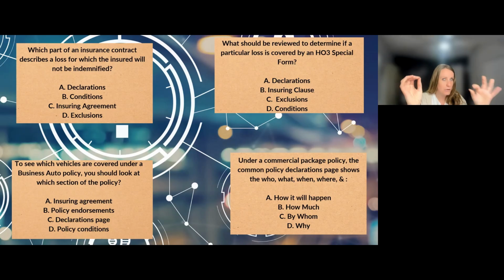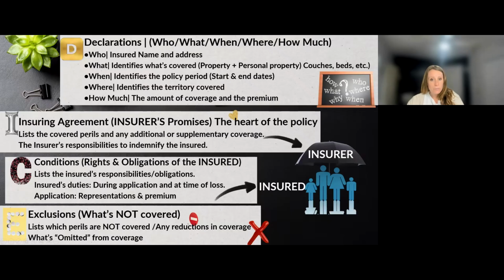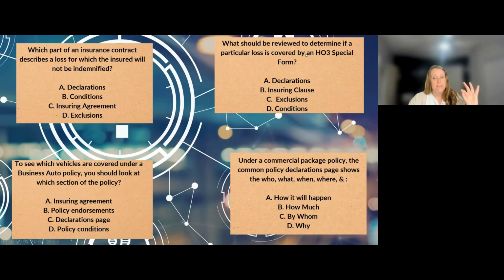So I'll repeat that again to make sure it makes sense. So if the question said, what should be reviewed to determine if a particular loss is covered? If it's HO1, 2, 4, 6, or 8, the answer would be the insuring clause, because again, that's where it's going to list out your covered perils, right? That's going to be in your insuring clause. This question is asking about an HO3. So your HO3 and your HO5 are open peril forms that you're going to look in the exclusions, right? Because it doesn't list the covered perils, it only lists the exclusions. So that would be C.